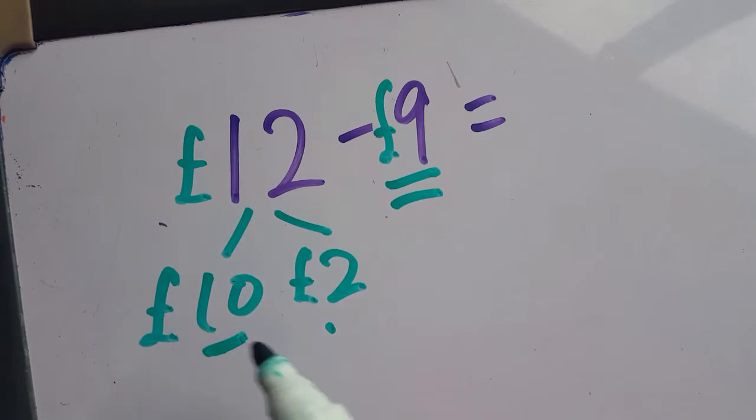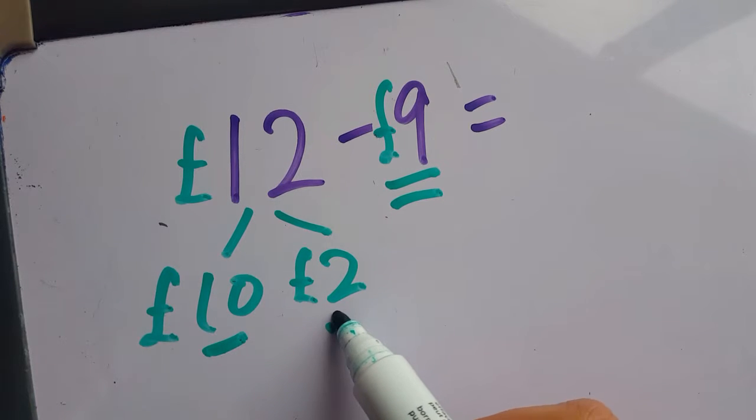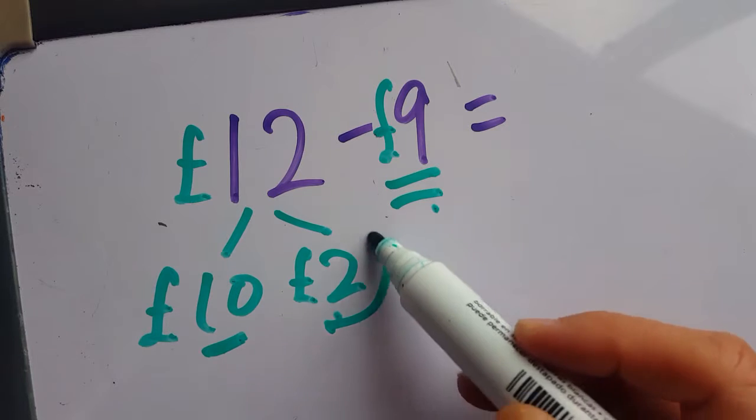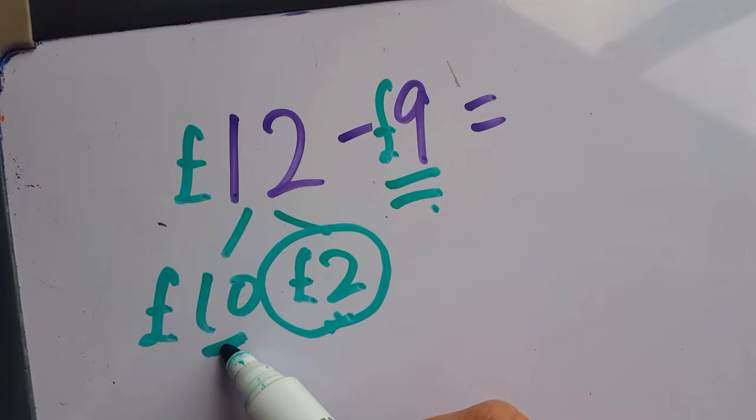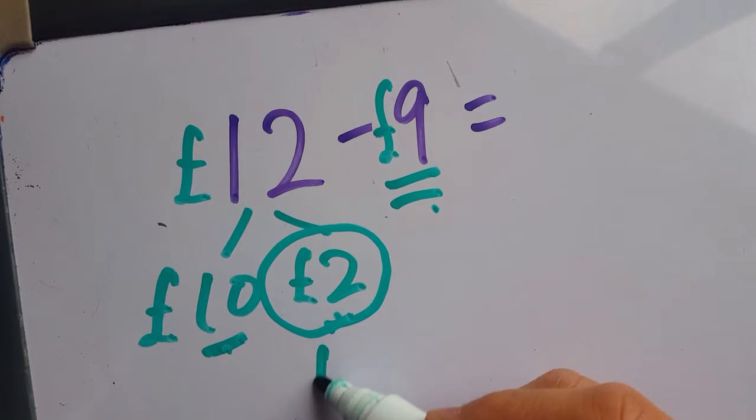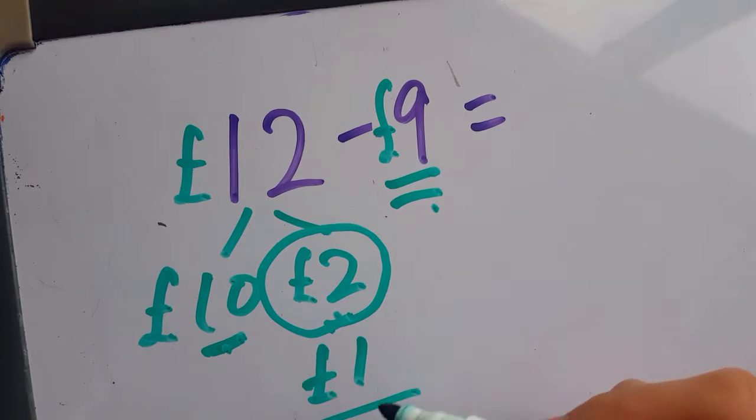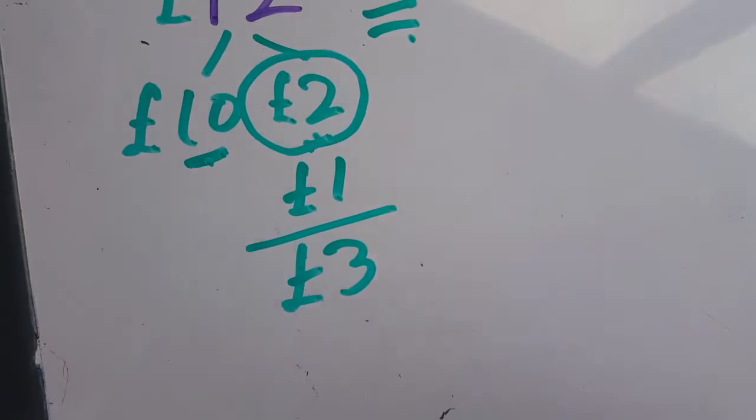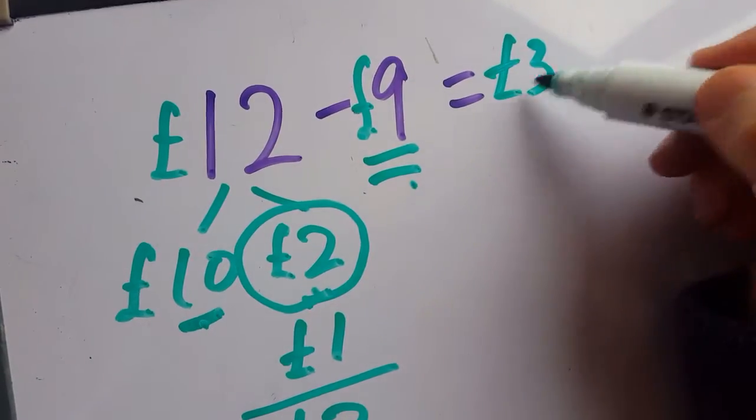So go next door. Always check if the unit is enough to take away the unit. If it's not enough, leave it as it is, leave it in your pocket, and go next door and borrow a 10. So 10 take away 9 is 1. So the £1 change added to the £2 is £3 left. So the answer is £3.